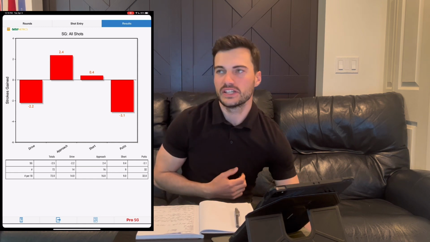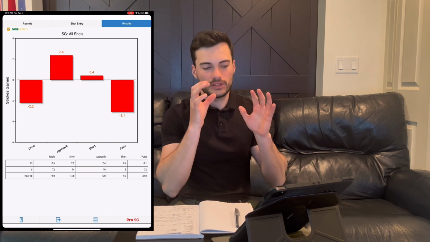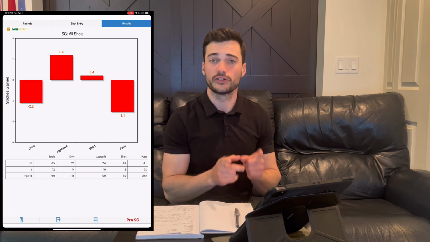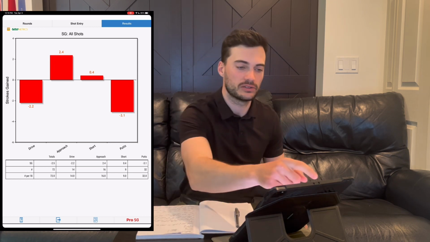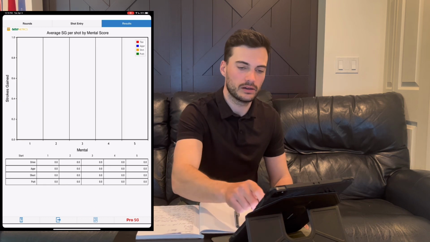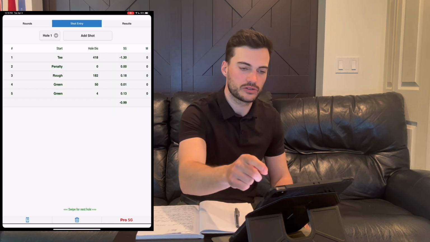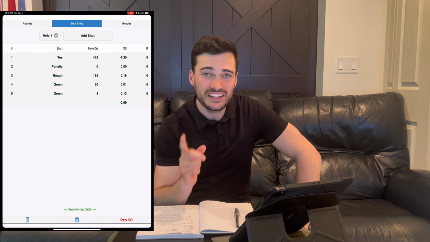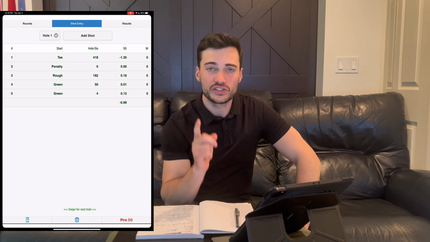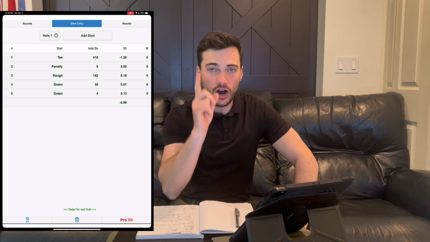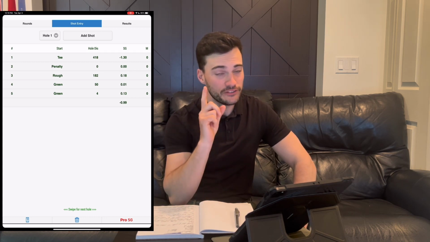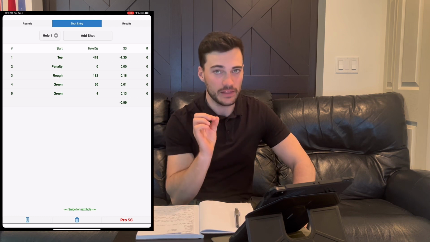Now, the thing with these, it may look a lot worse than it actually is. And let me go back to the first hole, right? I hit one into the hazard. Let's go to shot entry. Okay, so we're gonna see my tee ball. I hit my first tee shot into the hazard, right? I lost 1.3 strokes on one shot. Okay, it's very, very difficult to gain those back.